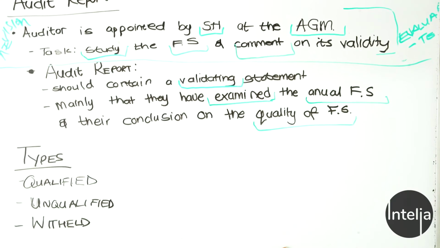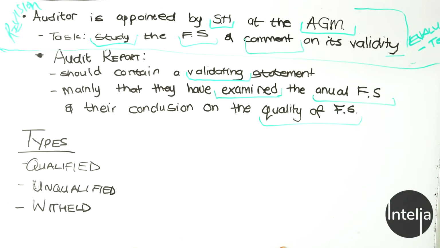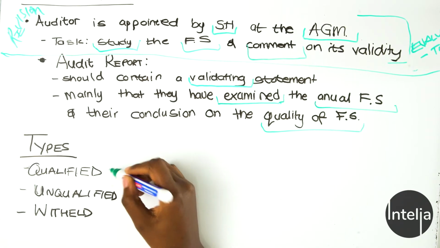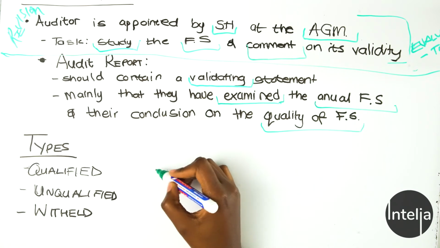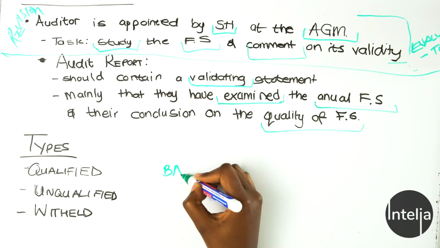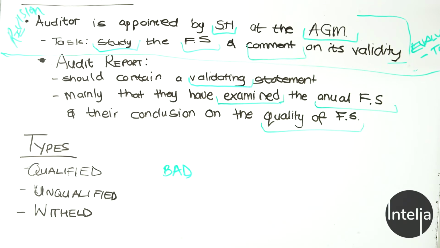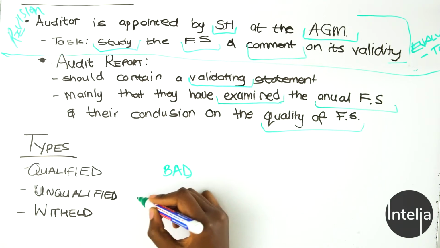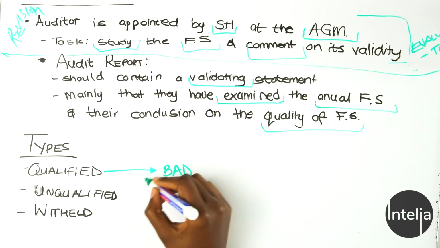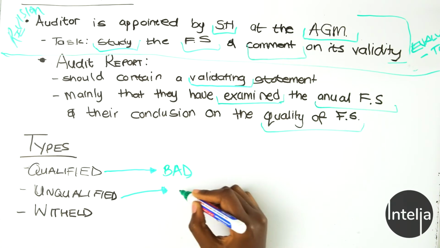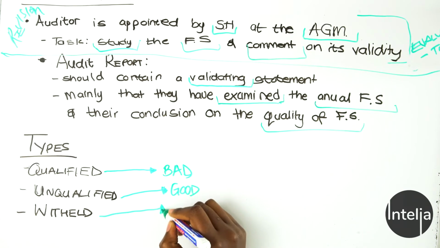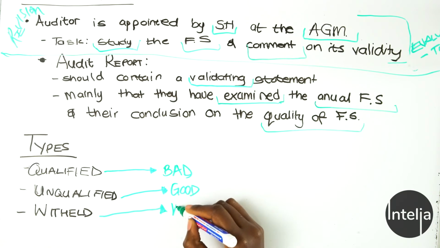Then there are types of audit reports, and this is where it gets interesting. There are 3 types of audit reports. The first type is a qualified audit report. This is a bad audit report, which is weird because you think, oh, it's qualified, so it should be good, like we qualify, we pass the test. No, a qualified audit report is bad. And then an unqualified audit report is good. And when the auditor says withhold, a withheld audit report is very bad.